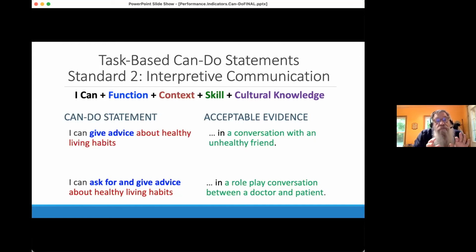Or you can base it on previous interpretive activities where you would have talked about healthy living habits from the viewpoints of the different target language cultures in using authentic resources. So that cultural knowledge can be easily inserted into the context of the tasks that we ask the students to do.